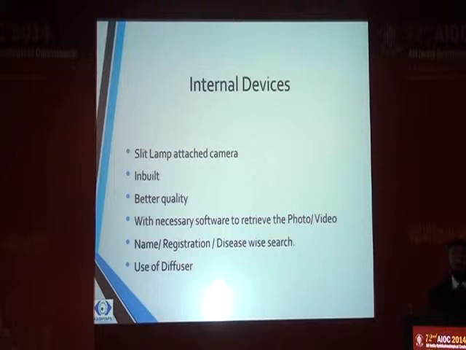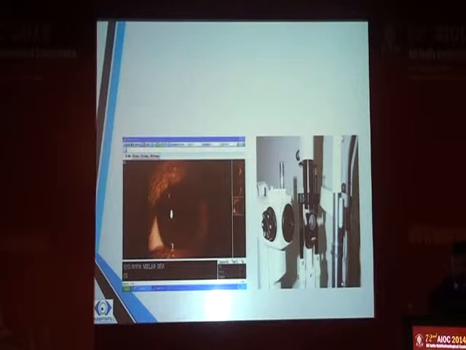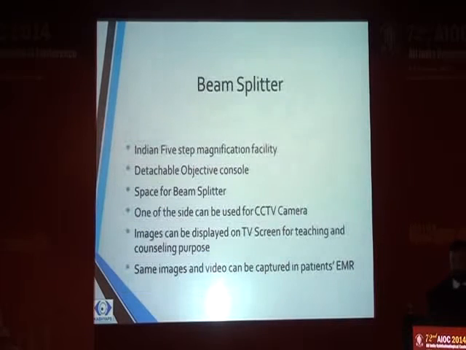And the use of a diffuser is very, very important. These are slit lamp attached photography, and then you have to click here. You can choose the mode, whether you want a video or the still photograph. The use of a diffuser is very important, and not all slit lamps have a diffuser. If you don't have a diffuser, you can put a tissue paper, and then it works well.